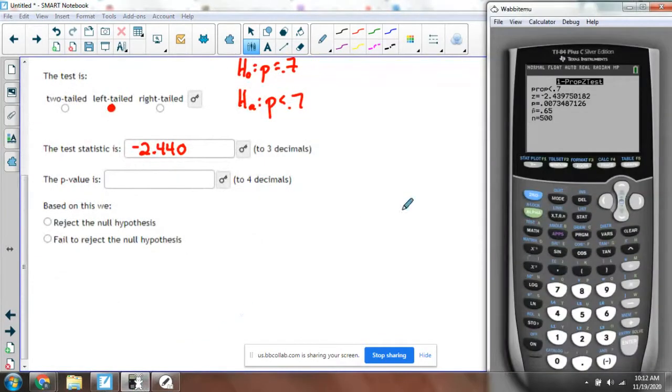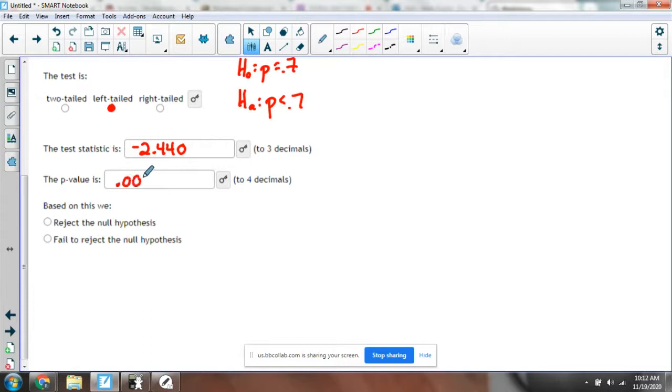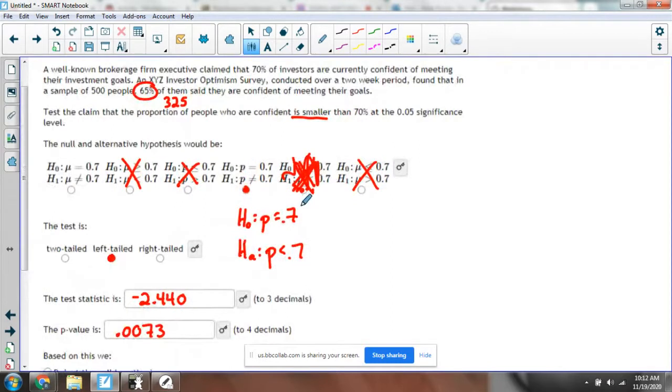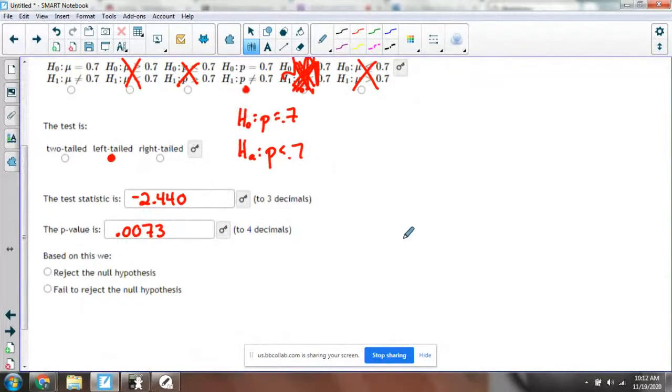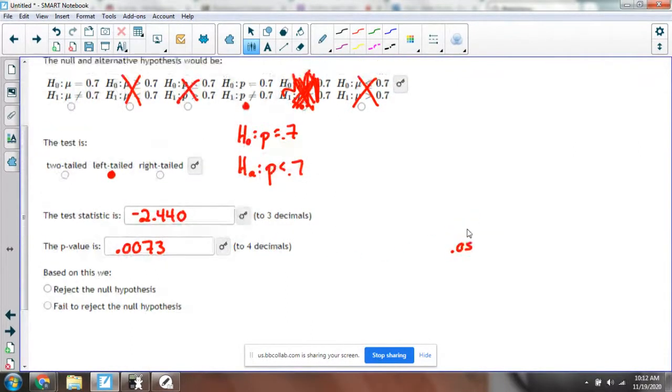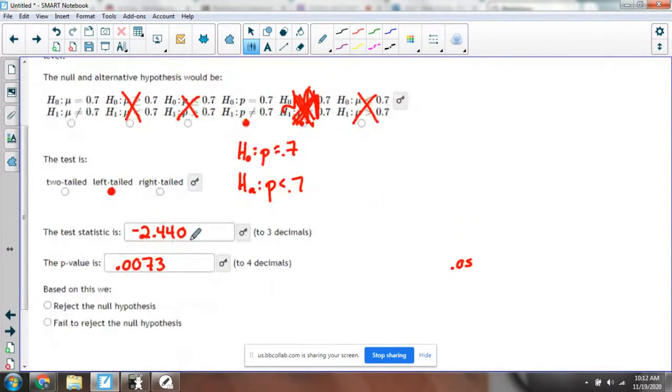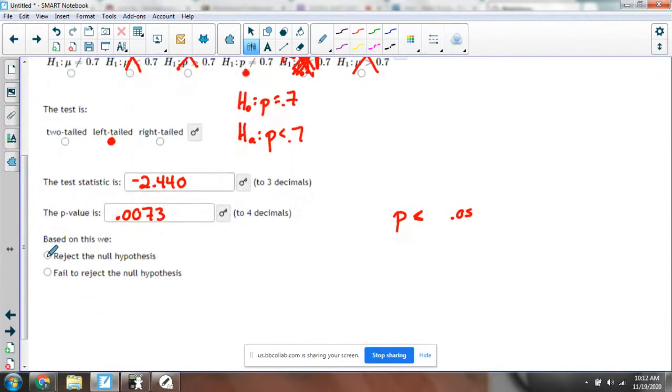The p-value here is 0.0073. And then we're comparing our p-value to our alpha. Which, do they give us alpha? Oh yeah, 0.05. So if alpha is 0.05, this is going to be less than alpha. So our p is less than 0.05. So the p is low, we reject H0, so we can reject the null hypothesis.